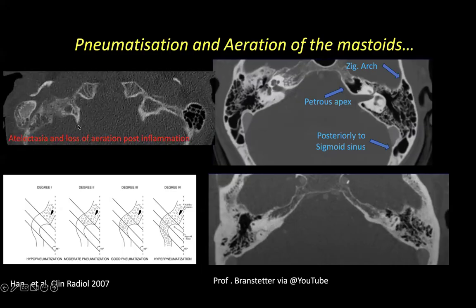Under-aeration means that the cells are present, but they are filled with fluid. After an inflammation, you can have collapse of some of the cells, so under-pneumatization, but also reduction of the aeration. And both cases are not good for the ENT because the ENT doesn't find it easy to go through an ossified atelectatic mastoid, nor wants to go into cells that are full of inflammatory debris.